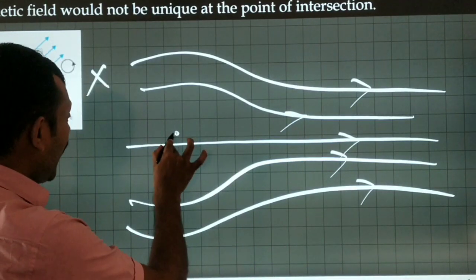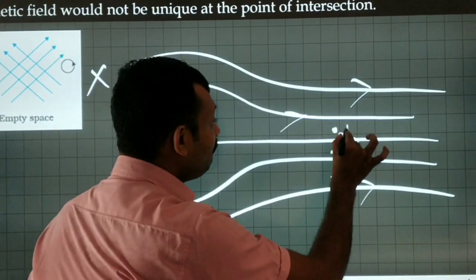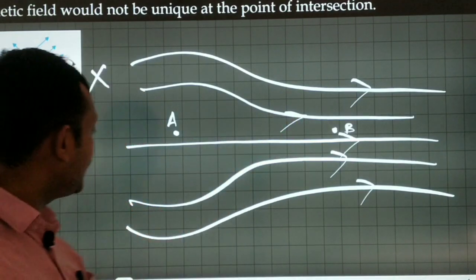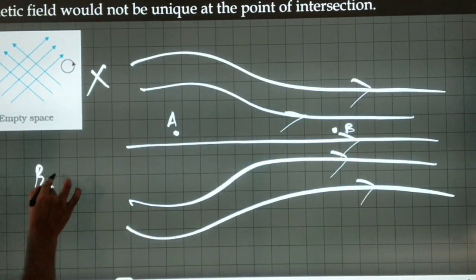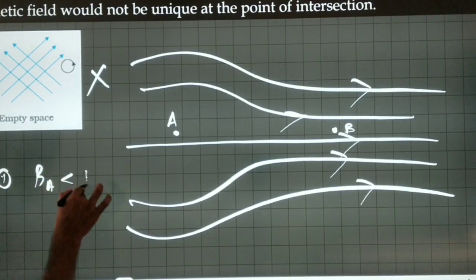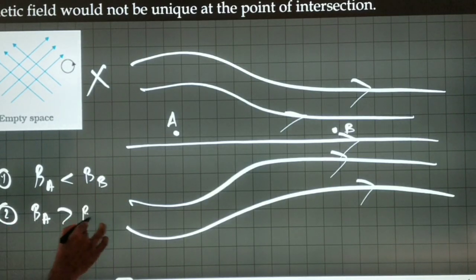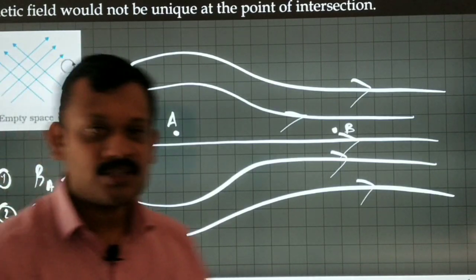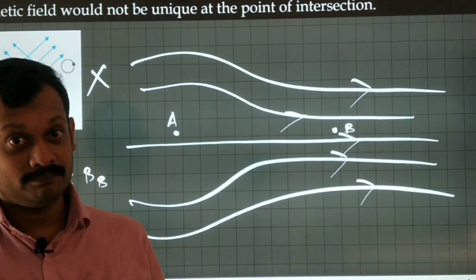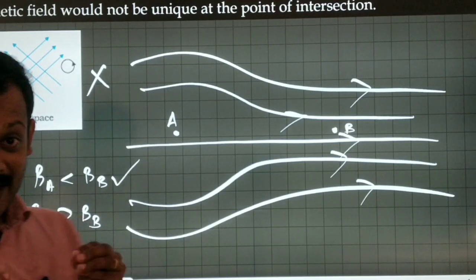Now my question: I am taking two points, A and B. Where will the strength of the field be maximum? Which field will be greater here? I am giving you two options. Option 1: BA less than BB. Option 2: BA greater than BB. What is probably your answer for this question? Where is the strength of the field greater? Let me tell you, it's a very simple question. The answer is option 1. Why?